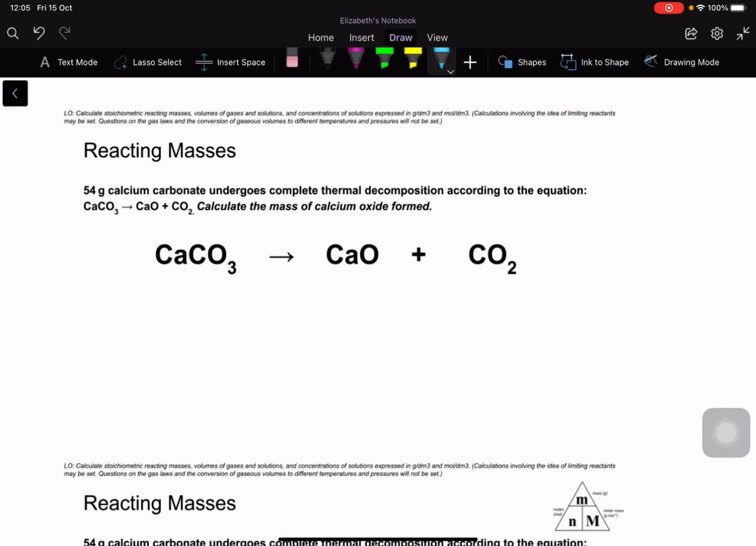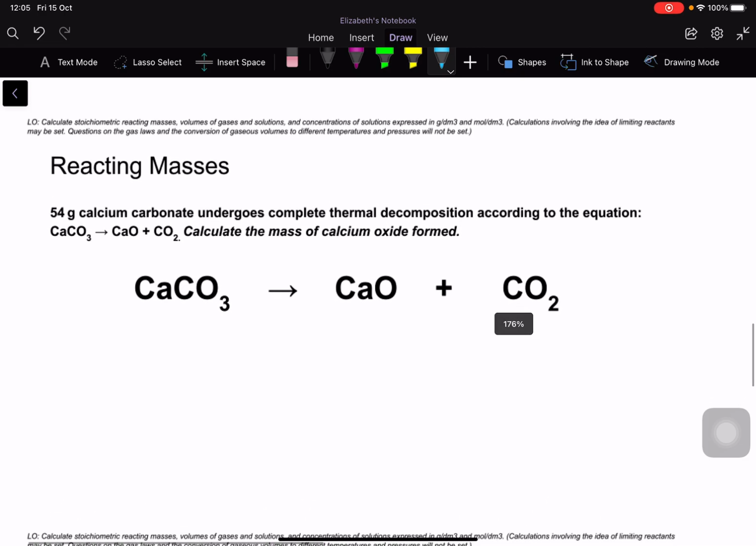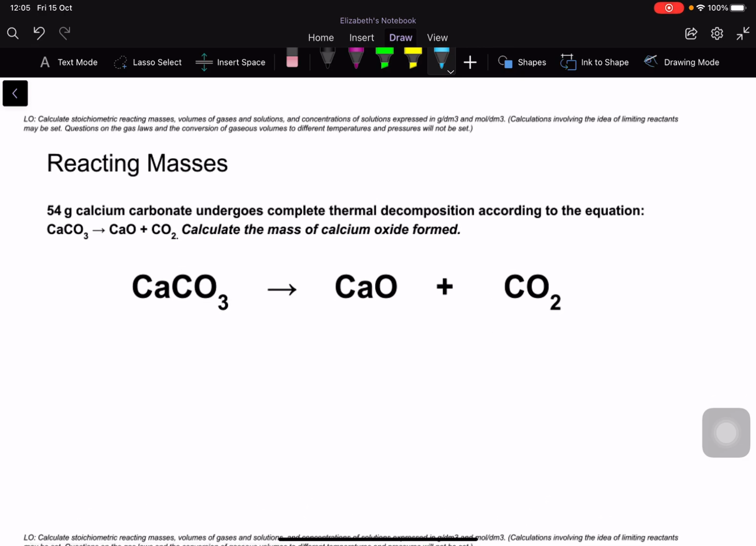Okay, so this is reacting masses with no limiting reagent using dimensional analysis. Let's take a look. We're starting out with 54 grams of calcium carbonate, and we're trying to find the mass of calcium oxide. For dimensional analysis, the basic steps that we're going to be doing is our grams of our reactant to moles of our reactant.